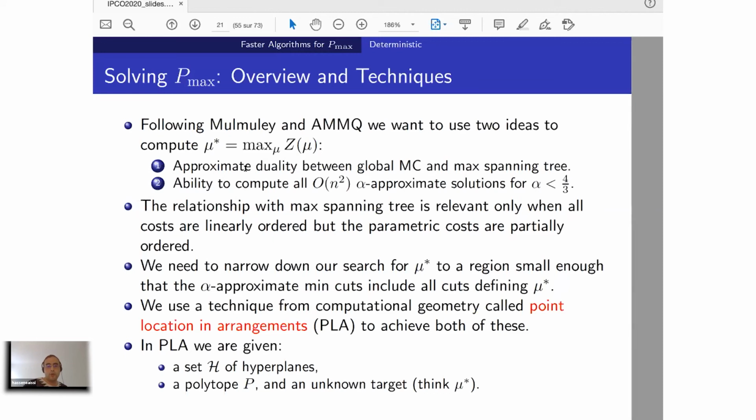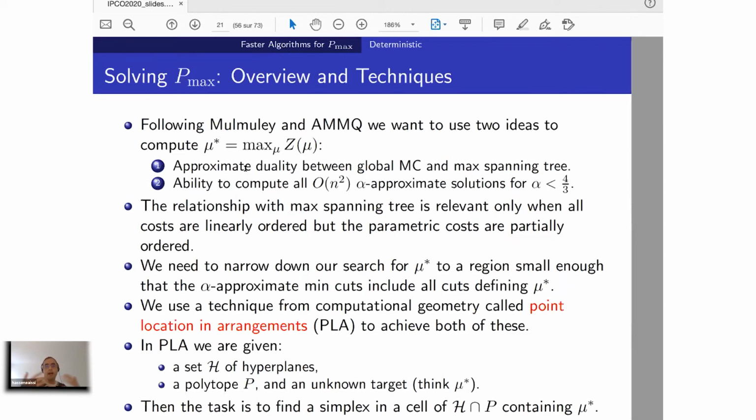So here we have a set of hyperplanes, a polytope, and the target value, think of our mu star unknown value. And then by applying this PLA algorithm, we can find a non-empty simplex containing this target value. So our algorithm will call iteratively this geometric tool in order to find at the end a small region where, using the result of approximate cuts, we can compute our target value.